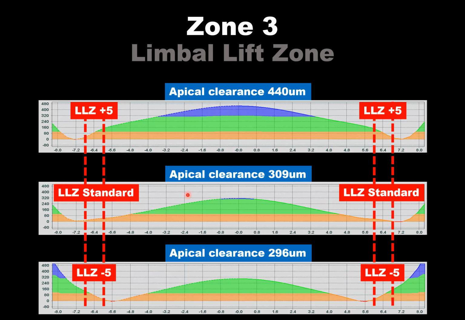It's very rare to need less limbal vault. I can count the number of times I've ordered a SmartLens with a negative limbal lift zone adjustment. But what that does is it decreases the vault at the limbus. So this can be useful when you have conjunctival prolapse. That can be a way that we can decrease the amount of vault through the limbus and peripheral cornea.